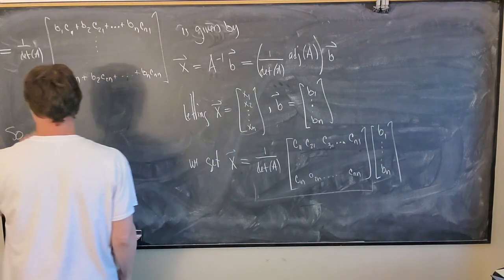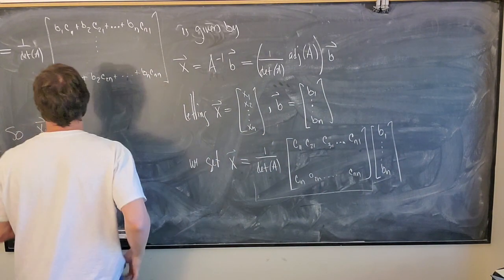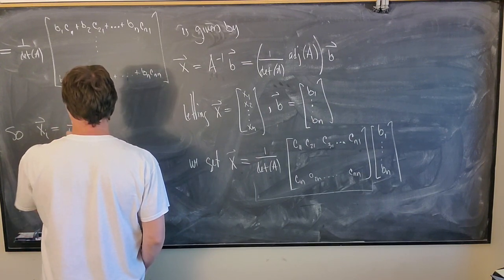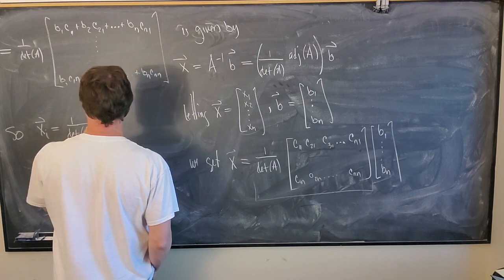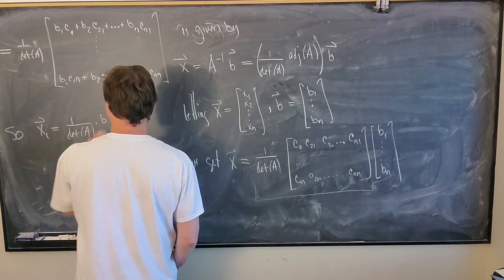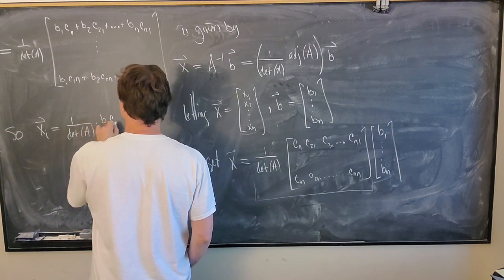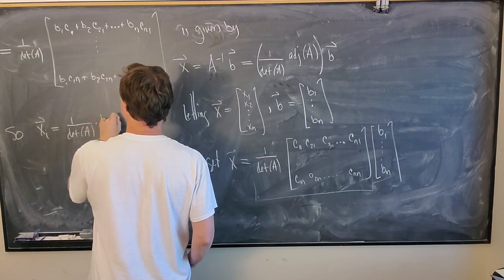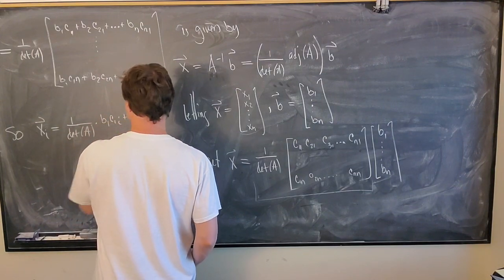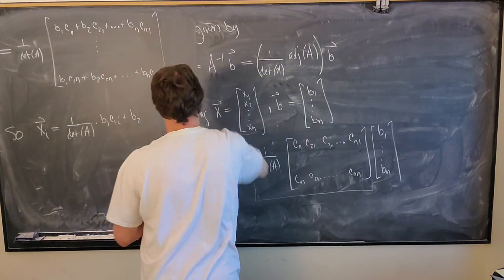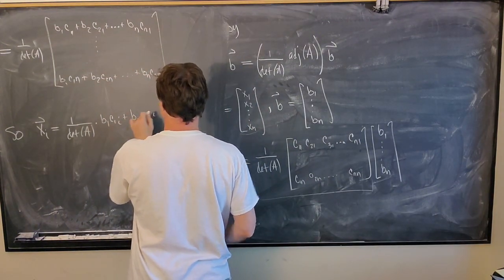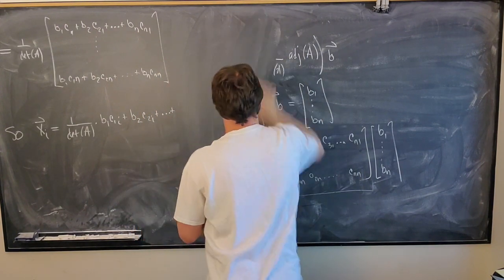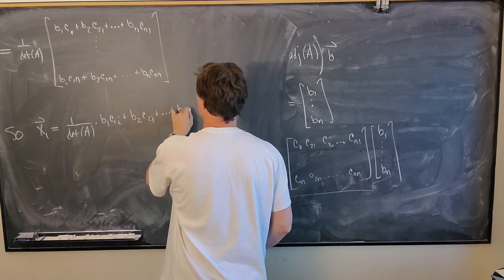So xi is equal to 1 over the determinant of A times B1 C1i plus B2 C2i plus dot, dot, dot plus Bn Cni.